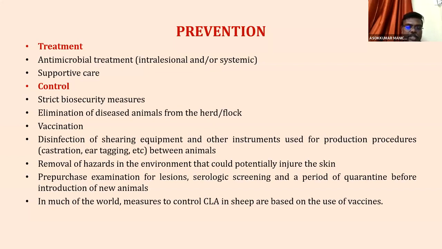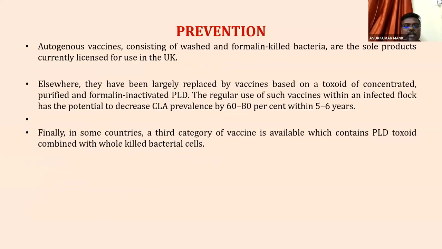In much of the world, measures to control caseous lymphadenitis in sheep are based on the use of vaccines. In foreign countries, people depend on vaccines. Autogenous vaccines consisting of washed and formalin-killed bacteria are the sole products currently licensed for use in the UK. But elsewhere, they have been largely replaced by vaccines based on toxoids of concentrated, purified, formalin-inactivated PLD.